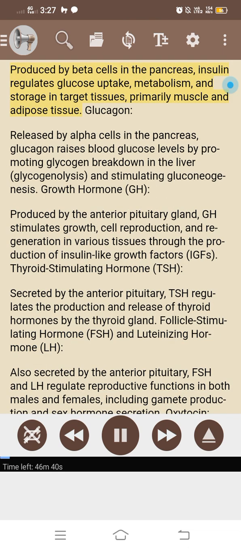Insulin. Produced by beta cells in the pancreas, insulin regulates glucose uptake, metabolism, and storage in target tissues, primarily muscle and adipose tissue. Glucagon.